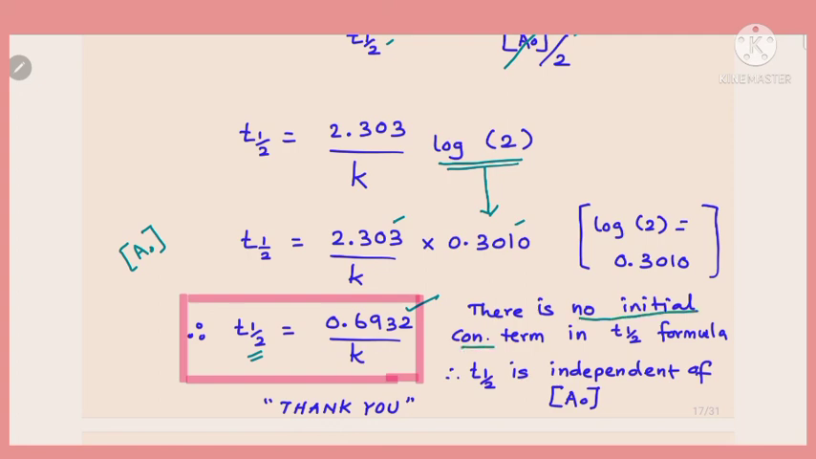There is no a naught term in the formula, which means that the half-life period of this first order reaction is independent of a naught. The half-life period of a first order reaction is independent of the initial concentration of reactant. That is what I said earlier. Whatever concentration of reactant you use initially, it never affects the half-life period of a first order reaction. The half-life period will always be constant, irrespective of the initial concentration of reactant.